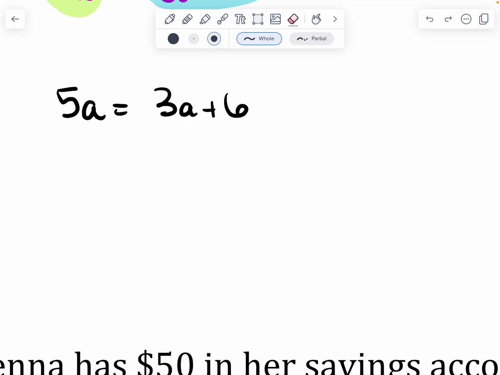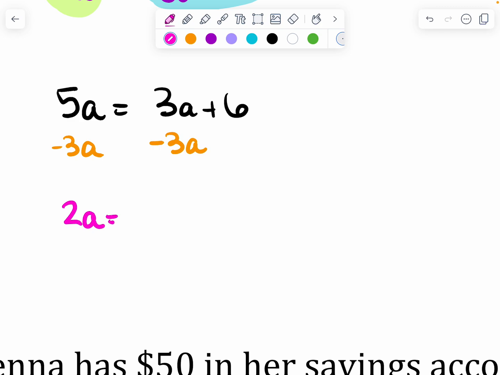So instead of moving the 5a, I'm going to move the 3a. And because they're on opposite sides, I have to make the 3a disappear so that it can reappear near the 5a. So I'm going to subtract 3a from both sides. 5a minus 3a gives me 2a. When we combine these two together, 3a minus 3a makes the a's disappear because together they produce 0. And what's left over there is 6.